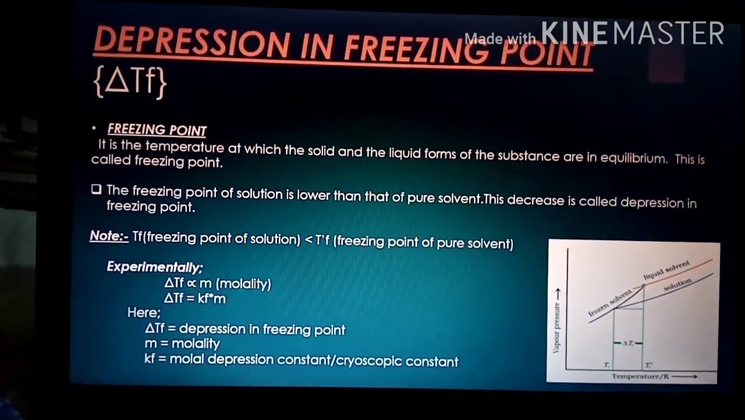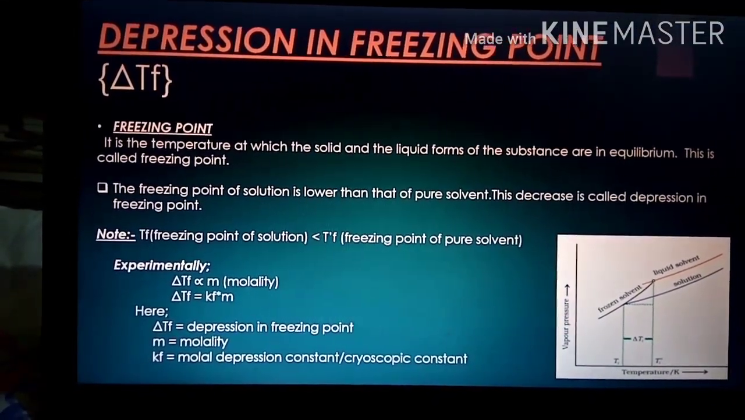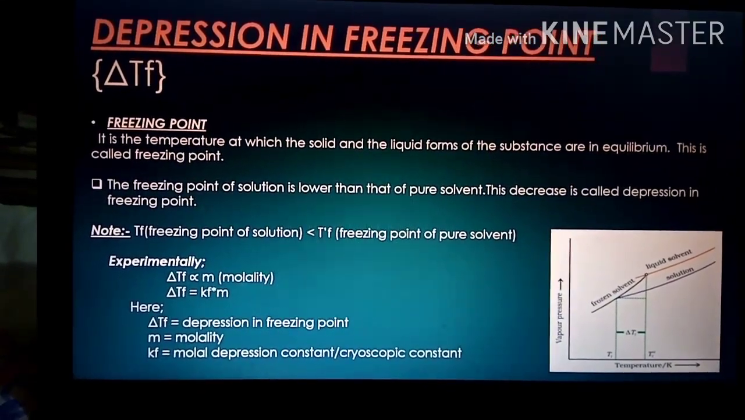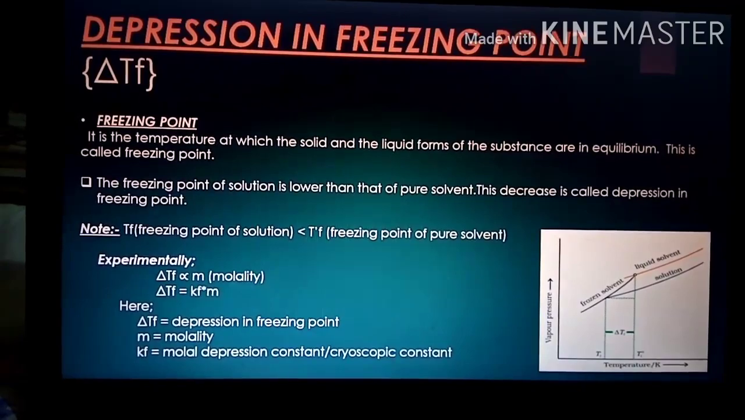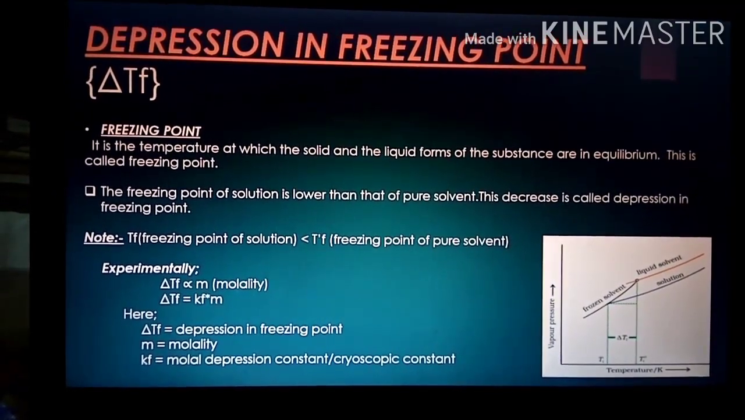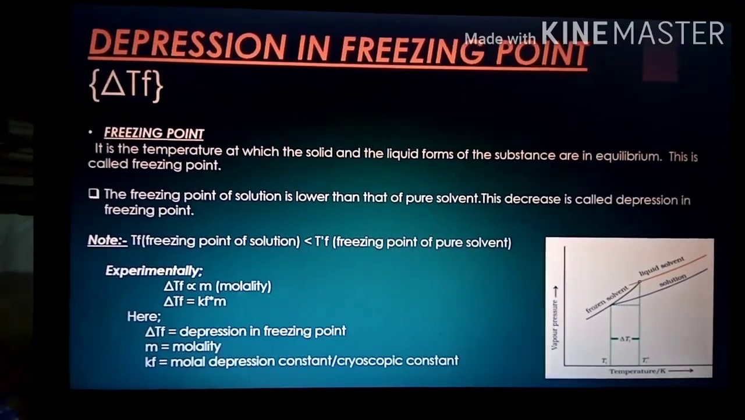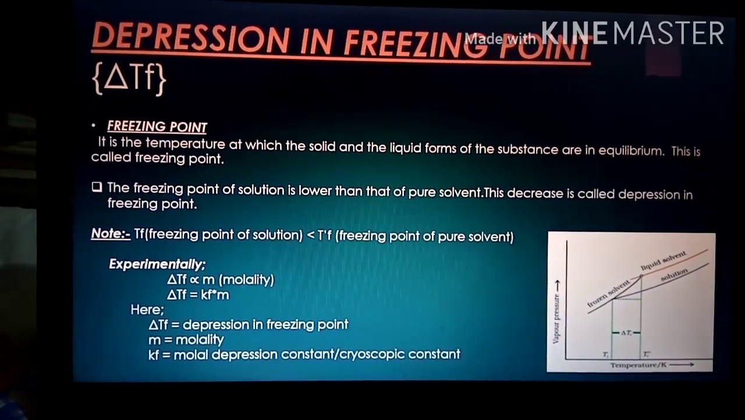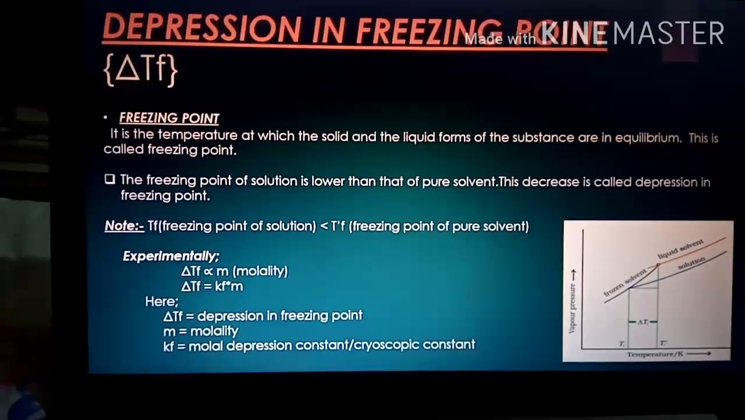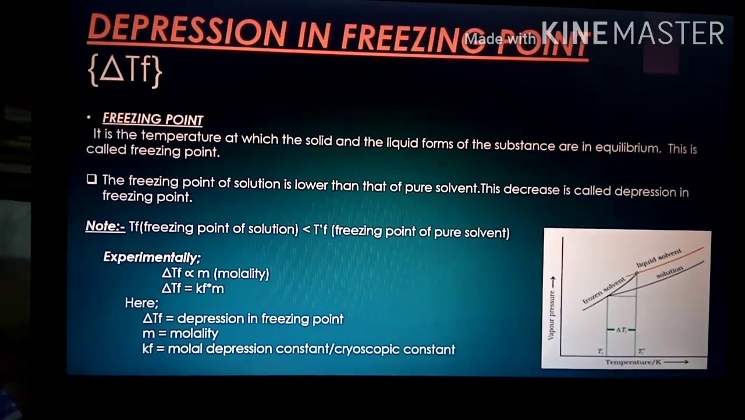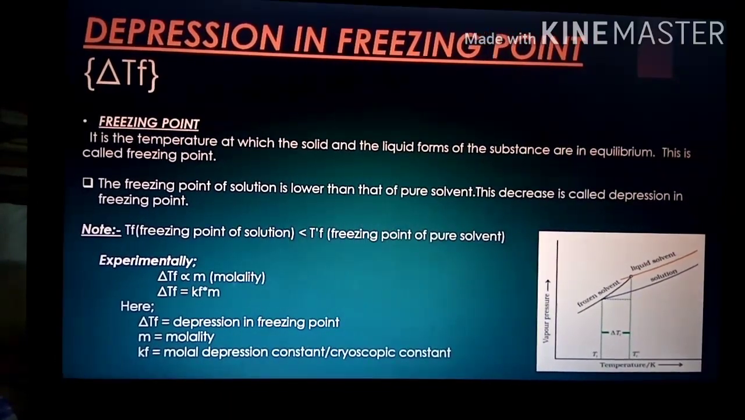So let's see what is freezing point. Freezing point is the temperature at which the solid and liquid form of a substance are in equilibrium. What does it mean? It means that the solid form and liquid form, both forms, are in equilibrium. This is called the freezing point. Further proceeding, the freezing point of the solution is lower than that of pure solvent.